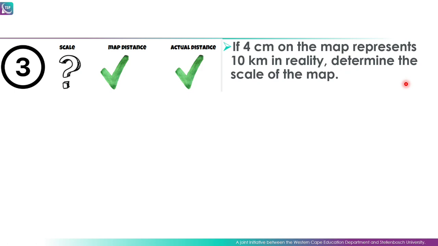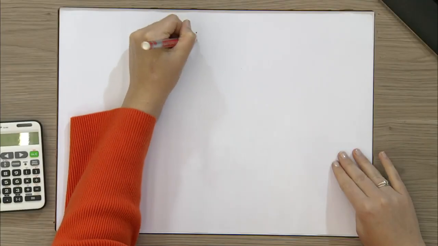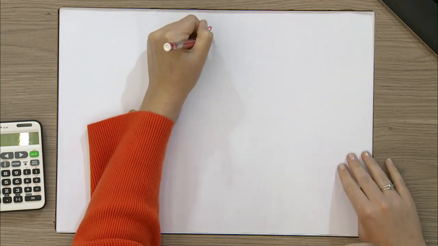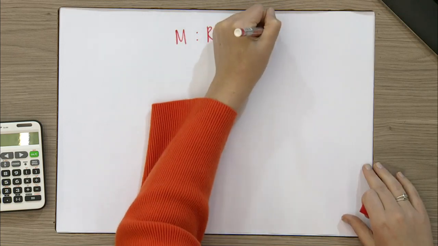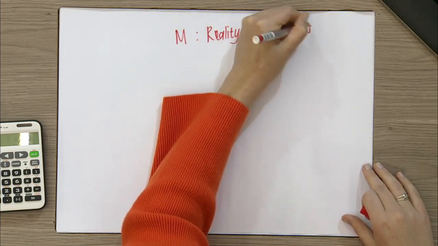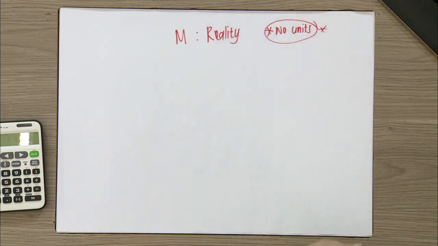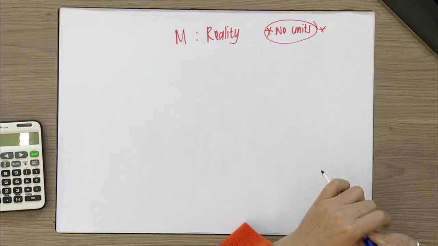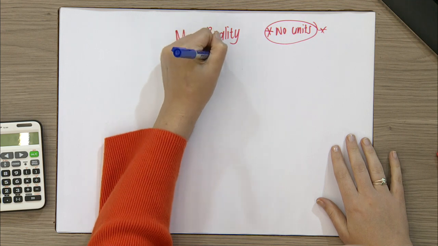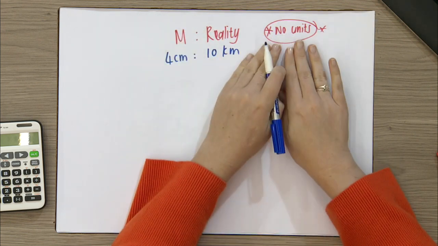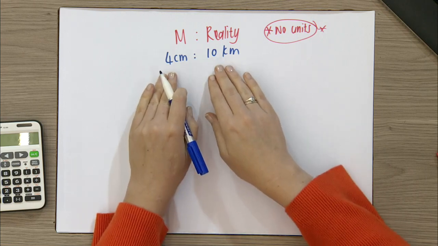Now, we need to make sure that we feel confident in the method that we follow. So we need to remember, when we write a scale, it's normally the map or the plan distance to reality. What we also need to remember is no units, which means we must work in the same units. So if we go back to the question, it says 4 centimeters on the map represents 10 kilometers in reality. So 4 centimeters is equal to 10 kilometers. But now I told you no units, which means I can't leave this as is.